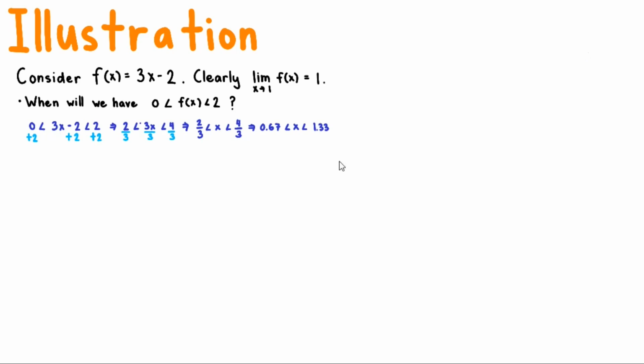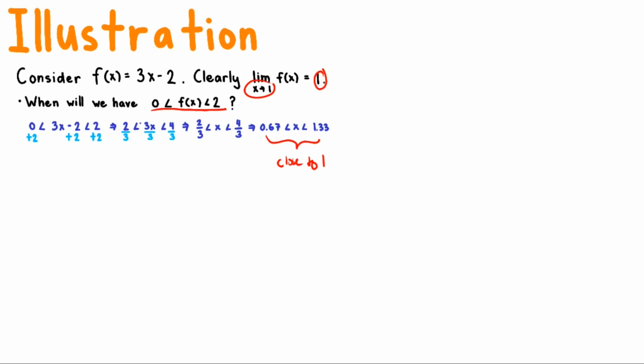So essentially, if the values of x are within this interval, we'll get f of x between 0 and 2. So that's the idea behind this. These values are close to 1 to represent this, while this one out here are values close to 1 to represent this.